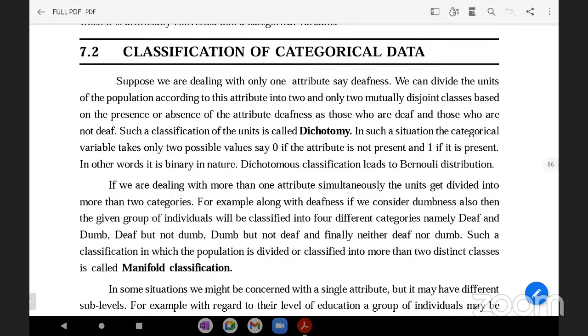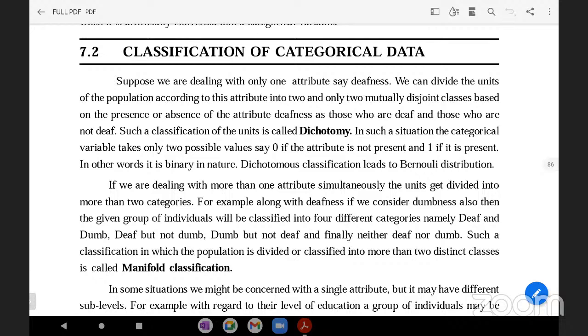All are people only; the attribute is people. But within the people, it is bifurcated into 2 parts, uneducated and educated. Both will not be mixed up. They will be 2 separate categories. That classification, that separation, is called dichotomy.